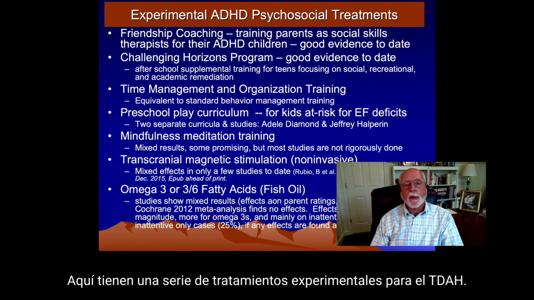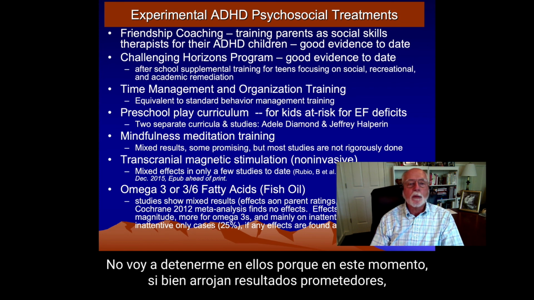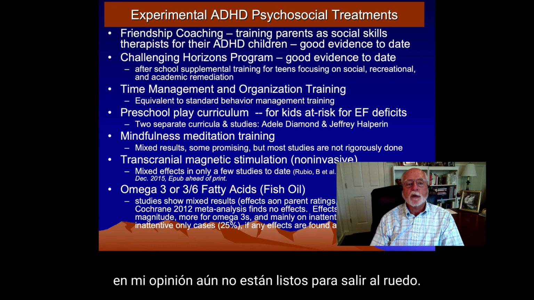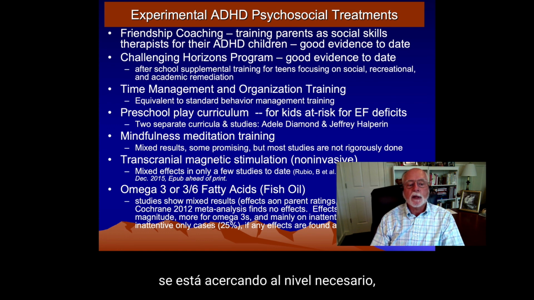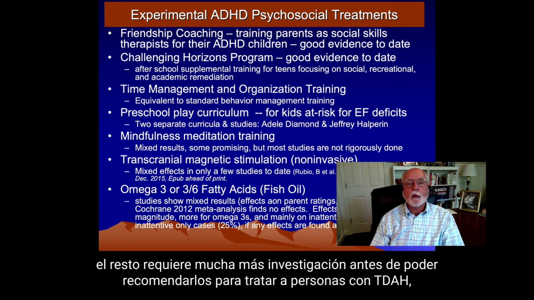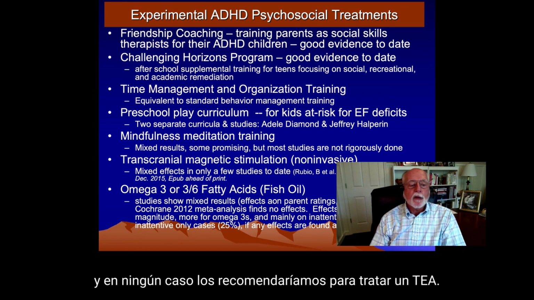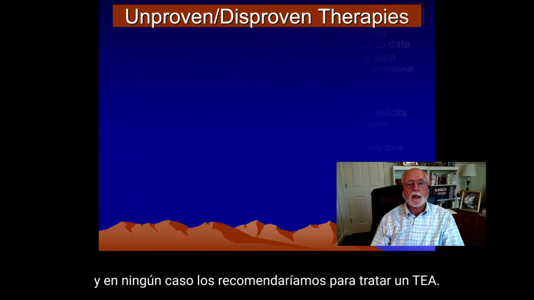There's a number of experimental treatments for ADHD that you see here. I'm not going to dwell on them because at the moment, while they have promising evidence, they are not yet ready for prime time, in my opinion, though parent friendship coaching is nearing that level of evidence. But for the rest of these, though some promising evidence exists, we need much more research before we would recommend them for use with people with ADHD. And in no instance would we recommend these as treatments for ASD.